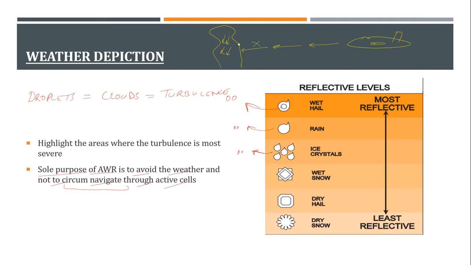Instead of this, if you know the position of a cloud, you can simply go around this cloud. Go left, go right, somewhere. You'll avoid this. That is the major use of AWR, and it's the most useful device you'll find in turbulence. This is going to save you from many threats.